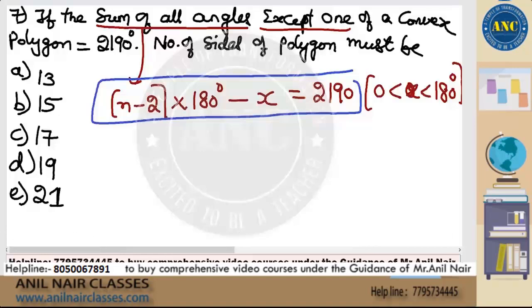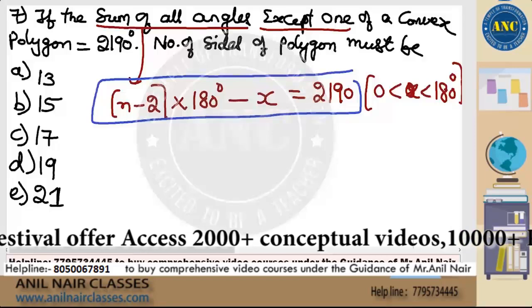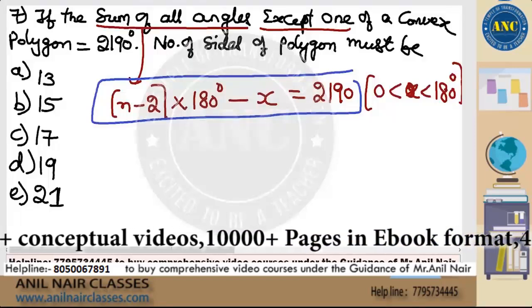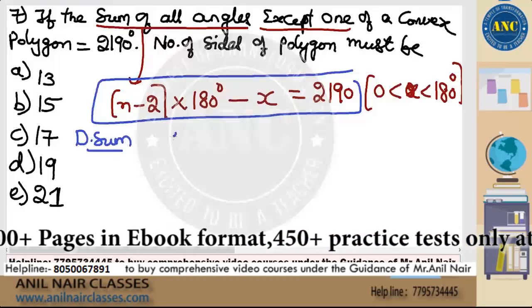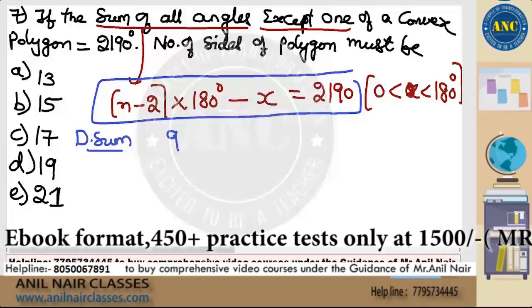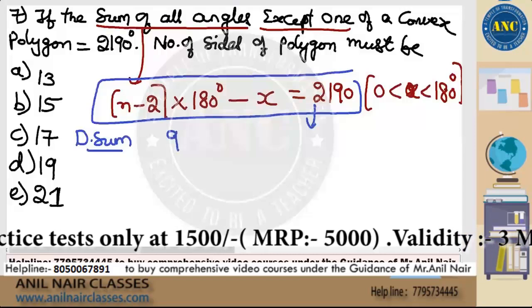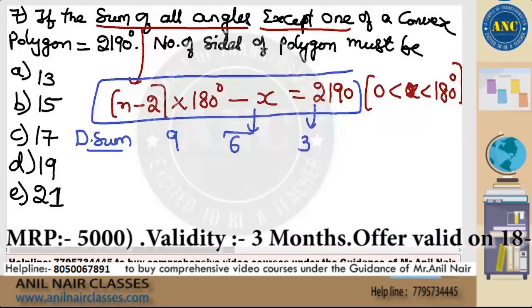Sum of all angles except one in a convex polygon. All angles is n minus 2 into 180, except 1 is minus x. Total is 2190. Now we will apply digital sum. 180 digital sum is 9. 9 minus something is 9. This is nothing but 2 plus 1 is 3, 3 plus 9 is 12, 12 is 3. So digital sum should be 6.